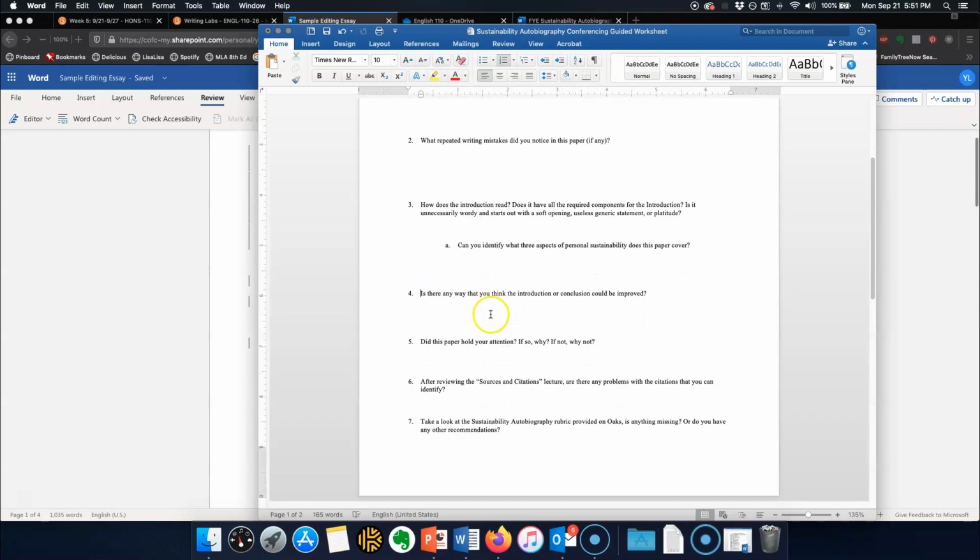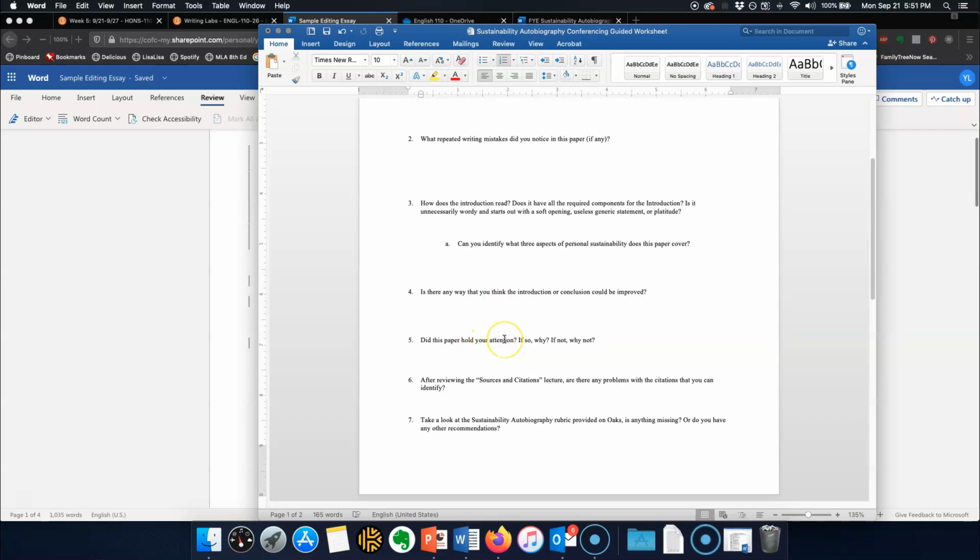Then I want you to answer, did this paper hold your attention? If so, why? If not, why not? We did this with the Malcolm X reading again. We asked, were we interested in what this person had to say? If you weren't interested in what your accountability partner had to say, tell them, say, I don't know, it just lost me here. That's completely fine. Sometimes you have to give feedback so that you can become a better writer.